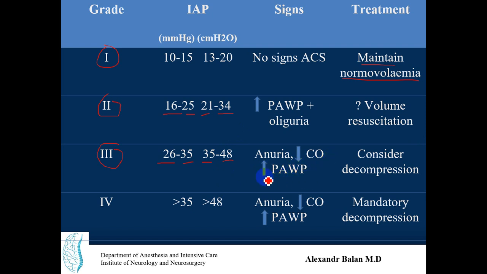Anuria, decreased cardiac output, and increased pulmonary artery wedge pressure. You should consider at this grade decompression of the abdomen to prevent some complications like ischemia, oliguria, and organ dysfunction. And grade 4, which is higher, more than 35 millimeters of mercury and more than 48 equivalent in centimeters of water. Anuria, decreased cardiac output, of course, and increased pulmonary artery wedge pressure, which is more severe at this time, and decompression is mandatory.